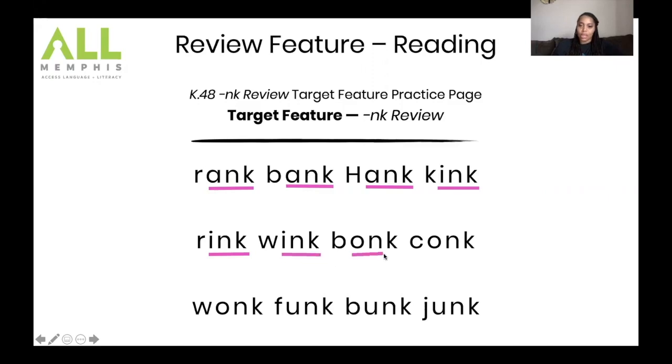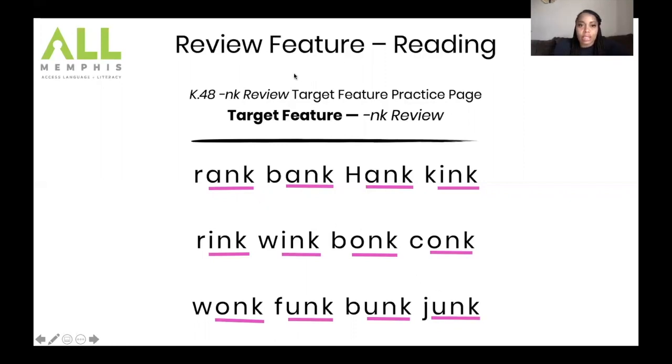Underline O-N-K, onk. Again, O-N-K, onk. All right, last row. Underline O-N-K, onk. Underline U-N-K, unk. Underline U-N-K, unk. And one more time, U-N-K, unk. Awesome job. Now we're gonna decode, which means read our words.